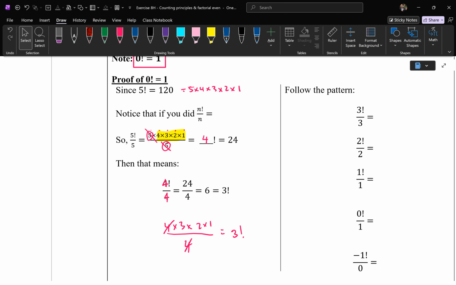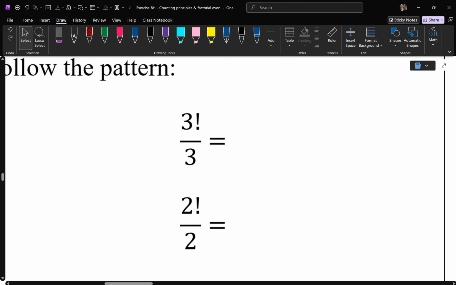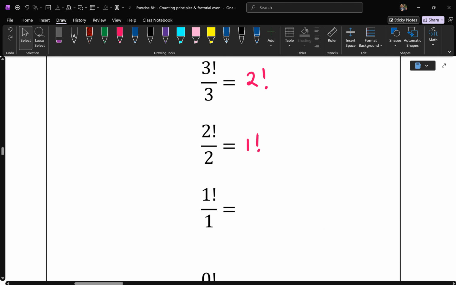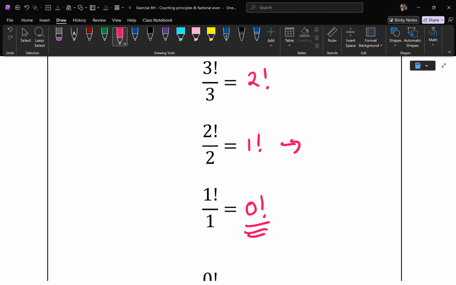So then if I follow the pattern, 3 factorial divided by 3 should give you 2 factorial. If I do 2 factorial divided by 2, 1 factorial. And then 1 factorial divided by 1, 0 factorial. So this one we don't know. Okay? This one we still do know. We do know that 1 factorial just means 1 times 1, or just 1. So you end up with 1.